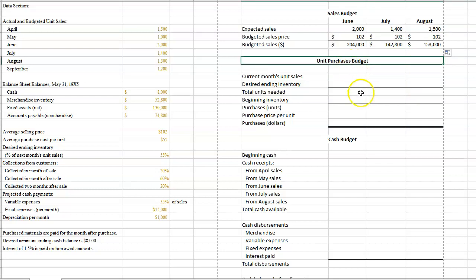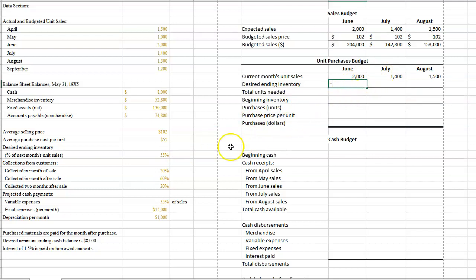Next is going to be our unit purchases budget. And go ahead and just copy these down for fun. There we go. All right, current month's unit sales. We already have those up above. Just use a format painter for that. Boom, boom, boom, done. All right, and we also know that we are going to have to deal with a little bit of desired ending inventory here. Now, according to this problem, their desired ending inventory is based on 55% of the next month's sales. So in June, my desired ending inventory is going to be 55% of July's anticipated sales.